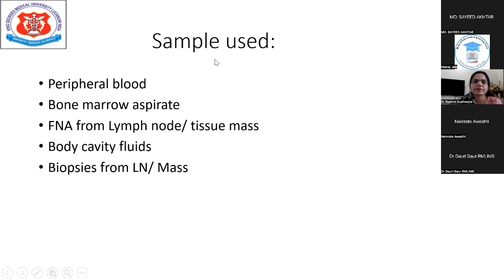We can use the various samples. If the count is sufficient in the peripheral blood and if there is a sufficient number of abnormal cells in the peripheral blood, we can do flow cytometry from the peripheral blood. If the count is reduced in the peripheral blood, we go ahead with the bone marrow aspiration. It can be done from the FNAC sample from the lymph node or from the tissue mass. We can use the body cavity fluids like the peritoneal fluid or pleural fluid and even CSF to assess the type of malignant cells present. And we can also use the biopsies from the lymph node, that is solid organ biopsies or the lymph node biopsies, wherein we can make a single cell suspension from the solid organ and we can use that for doing the flow cytometry.